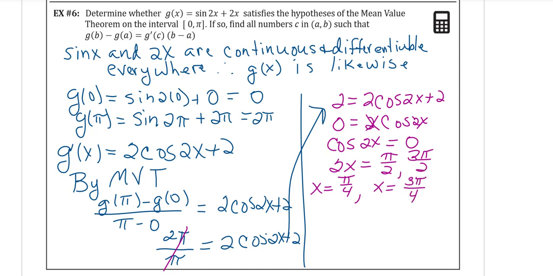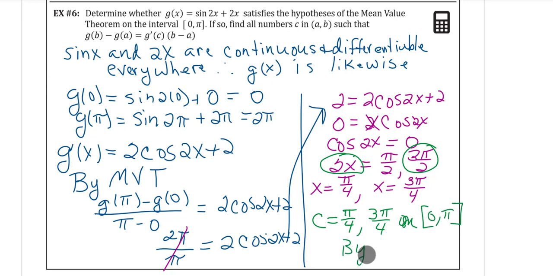That's why you need to check this one, even though it's not in my original interval, because that's where 2x is equal to 0, cosine of 2x, but I just want where x is. So those are my two x's. So c is going to be equal to pi over 4 and 3 pi over 4 on my open interval 0 to pi by the mean value theorem.